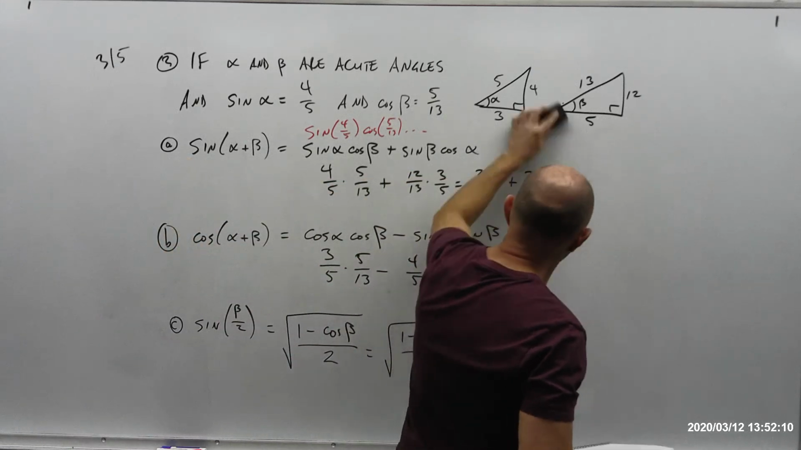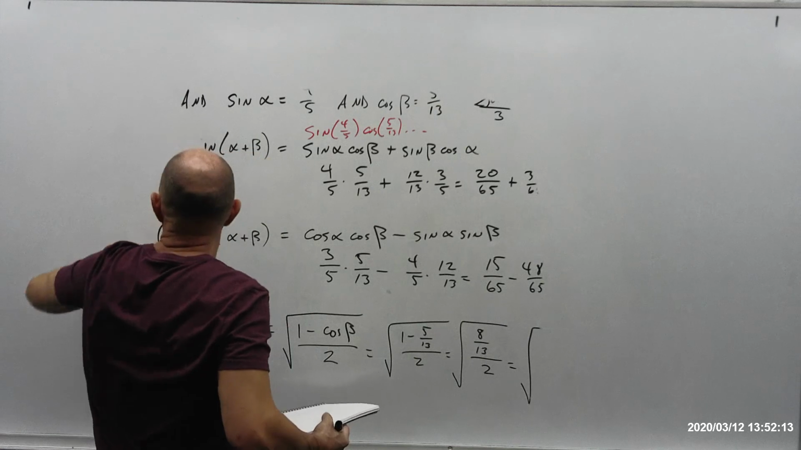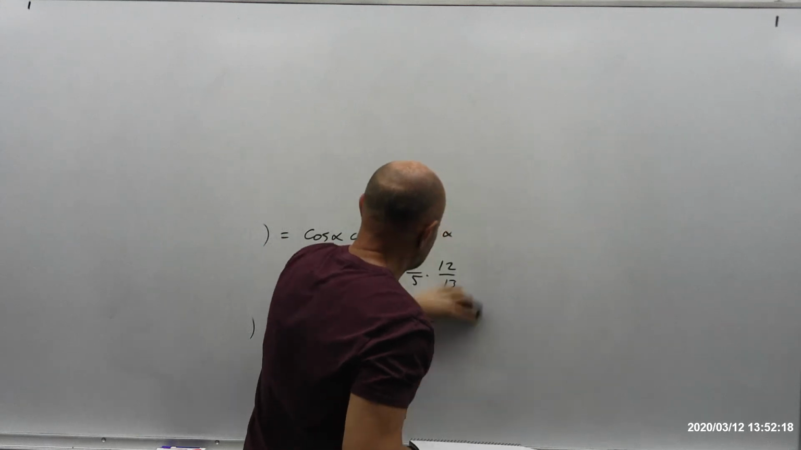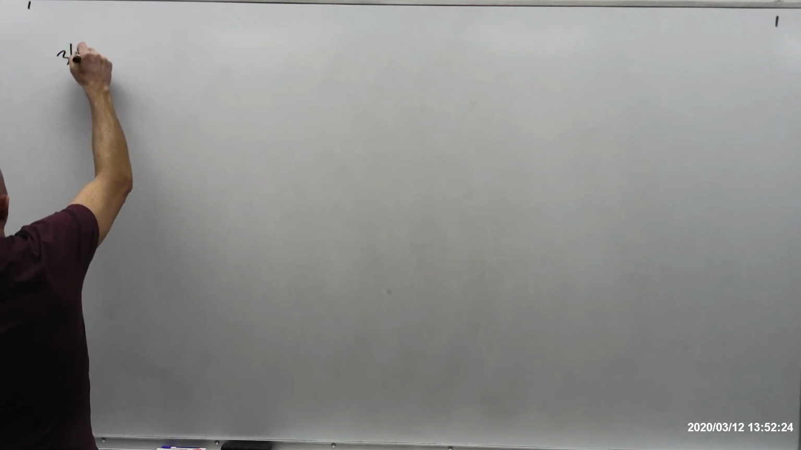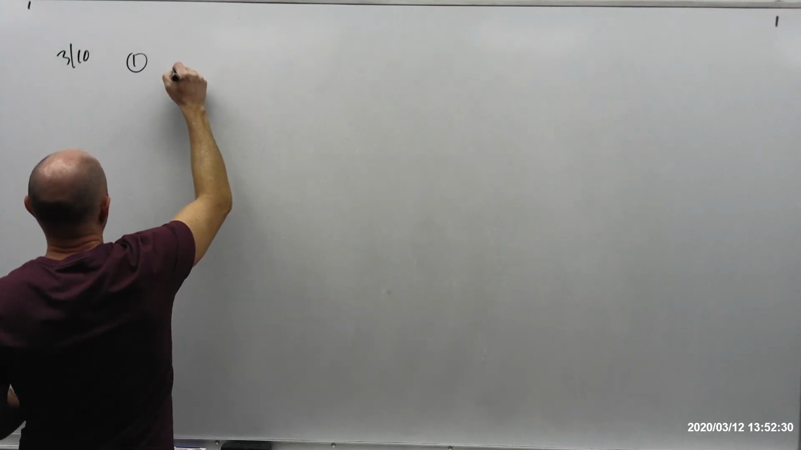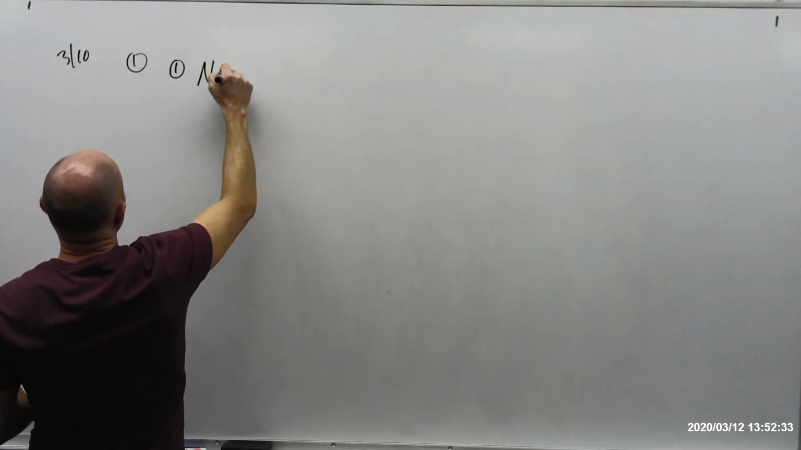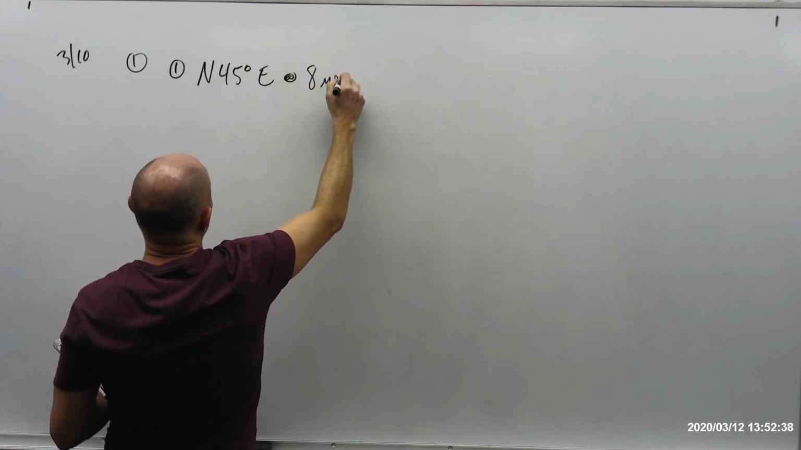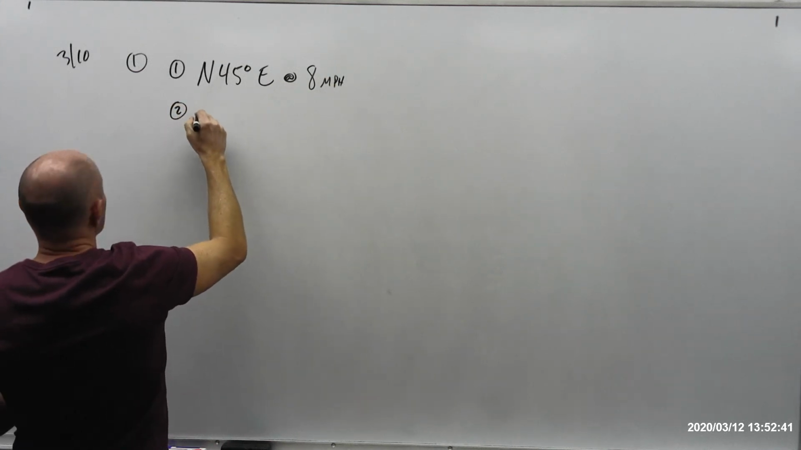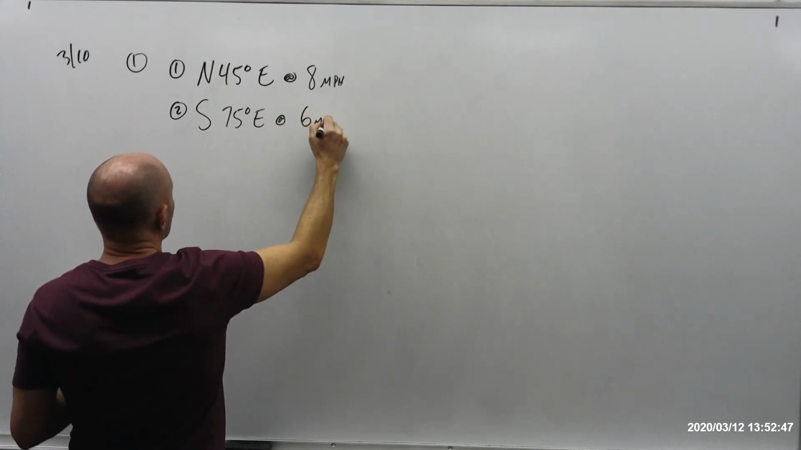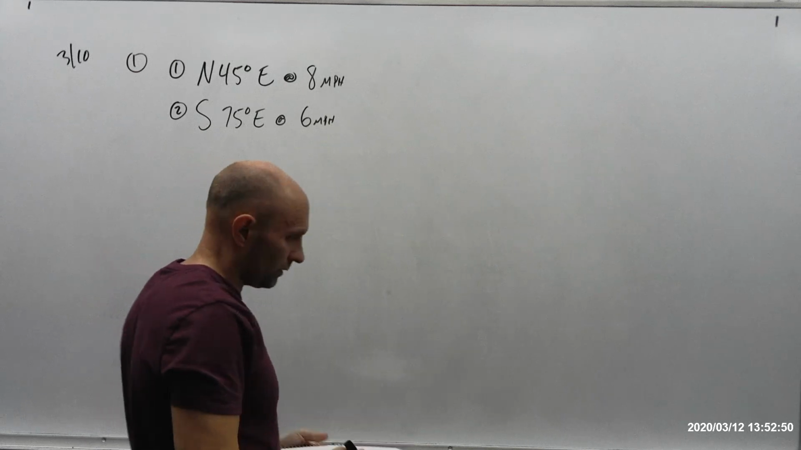March 10th, our next day of ticket out the door problems. So the first one is our boat problem again. Two boats leave the port at the same time. The first boat is north 45 degrees east at 8 miles per hour. The second is south 75 degrees east at 6 miles per hour. How far apart in 1 hour?